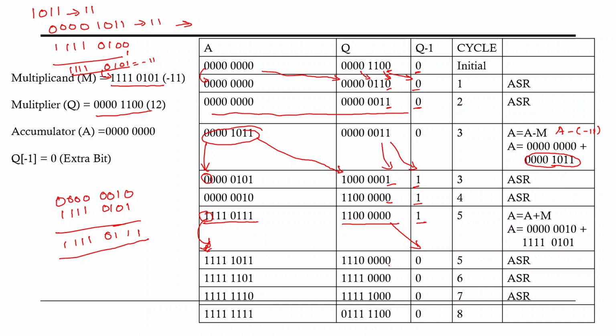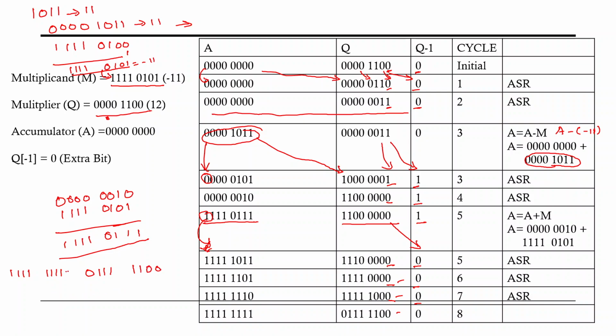Once again after shifting, Q0 and Q minus 1, once again 0, 0, shift right. Once again 0, 0, shift right. Once again 0, 0, shift right. So after 8 cycles, we have got this as the output. What is the output over here? We have got 4 ones, then 0111 0100.